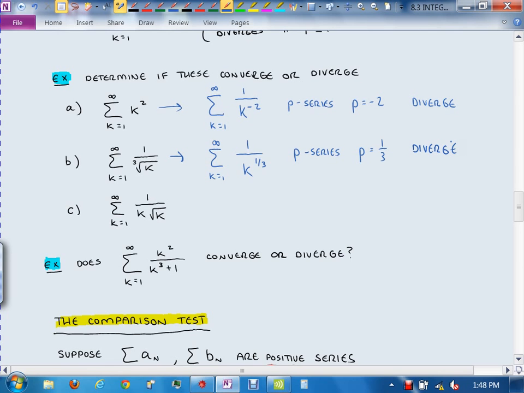What about the next one? Maybe p equals 1.5, right? It's 1 over k to the what? What's the power on that? Can you put those together? 3/2, right? 1 plus a half. That's a P series with p equal to 3/2. This one converges, right? Because 3/2 is bigger than 1. But now I can say, what does it converge to? I don't know.